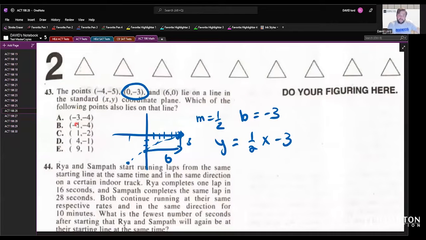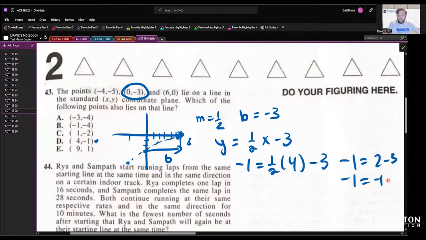Looking at the answer choices, we could plug them each in, but because all of the y values are integers, I'm going to look for numbers that are divisible by 2 first. And the first one and the only one that sticks out is 4. So let's check that one first. -1 is equal to half times 4 minus 3. And that is -1 is equal to 2 minus 3, which indeed is true. So D is our correct answer.